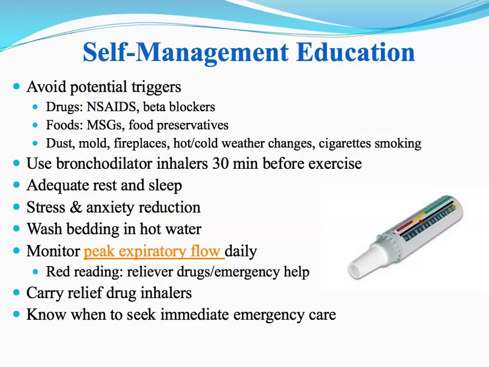Also, sleep, hydration, and rest, as well as stress and anxiety reduction, can also help with preventing asthma exacerbations. People who have very emotional fits, for example, someone who is sobbing and crying very hard, or someone who's laughing really hard, that can cause bronchospasm and then lead to an asthma exacerbation.